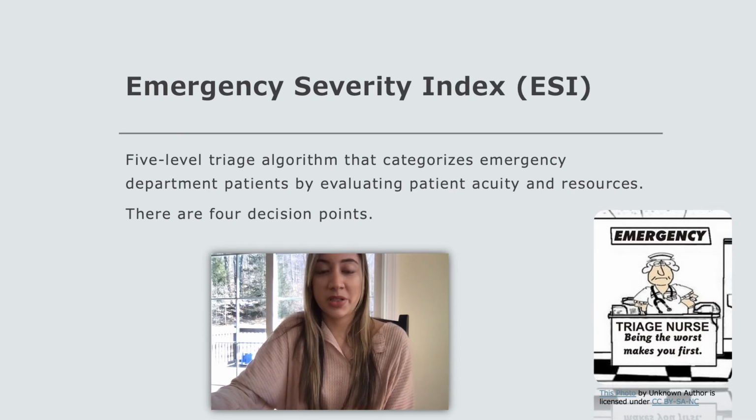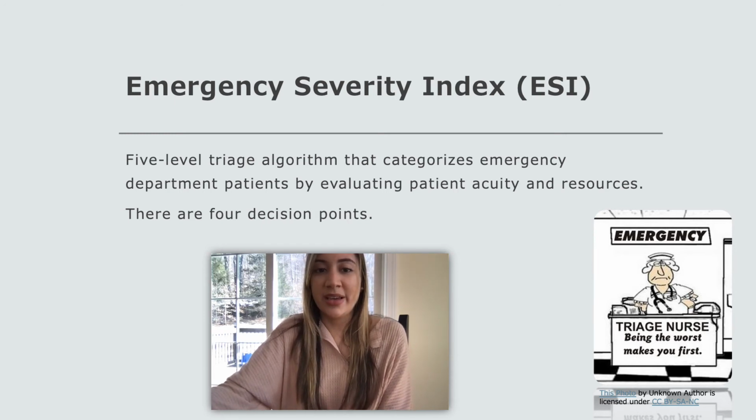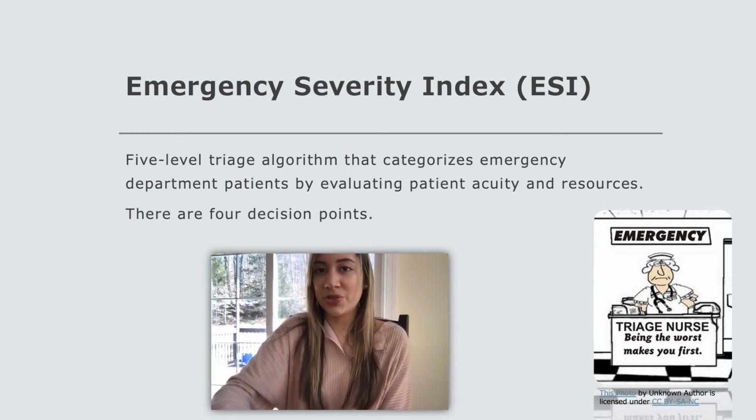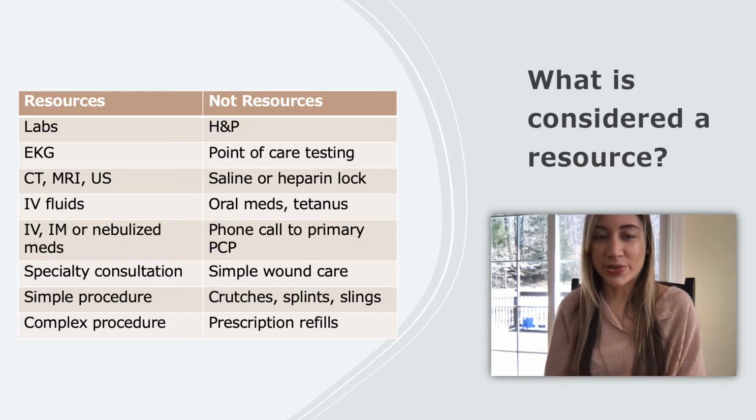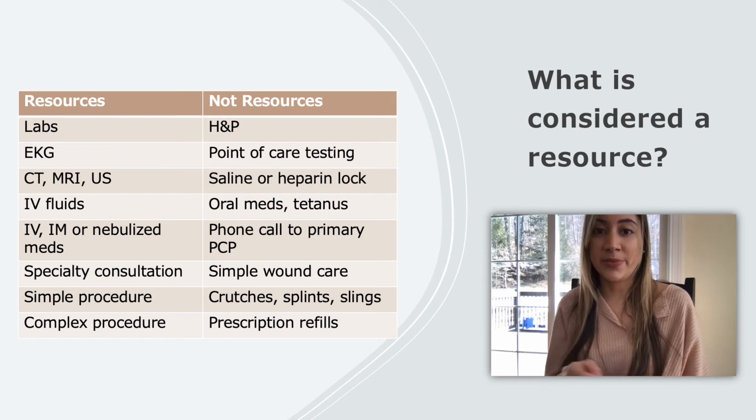Number 1 would be, does this patient require immediate life-saving interventions? Number 2, is this a patient that can wait? Number 3, how many resources does this patient need? And number 4, what are the patient's vital signs? So what is considered a resource? Now, this is important to know because this is how you're going to assign a patient an ESI level.